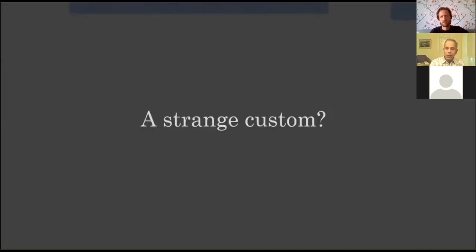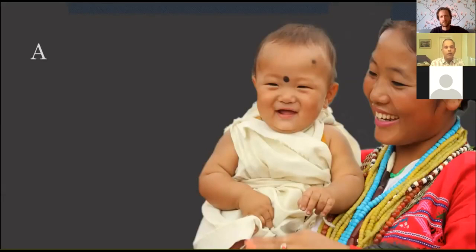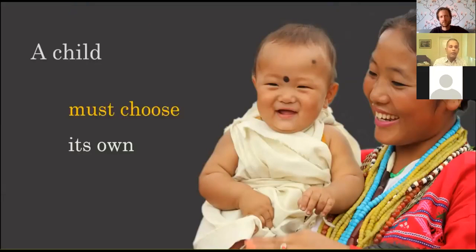Once the name is given, a child must choose its own name. This sounds very strange, but it's true. On the fourth day or any appointed day, the parents and the relatives will come around the child. Since the name that is given as soon as the child is born is given by someone else, now it's the child's responsibility and then privilege to choose its own name. So they utter different names. The child obviously cannot speak.